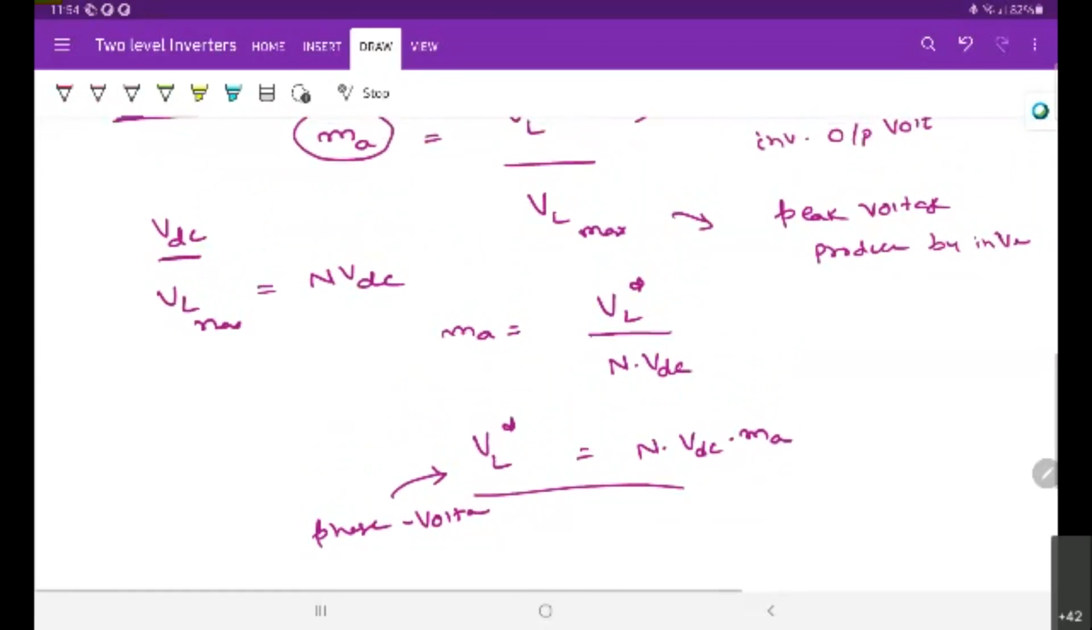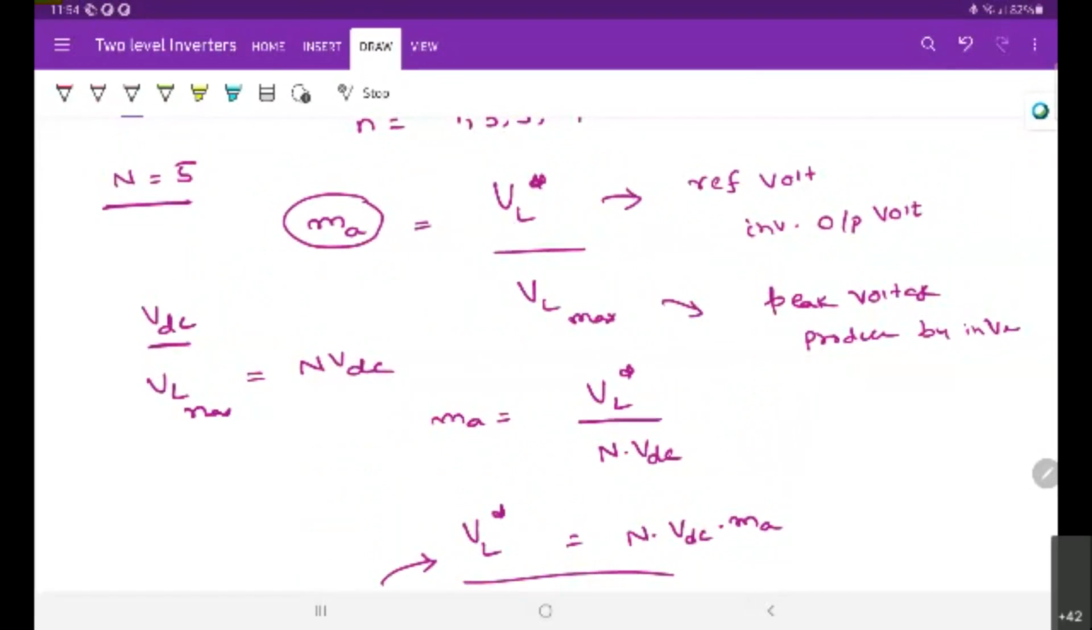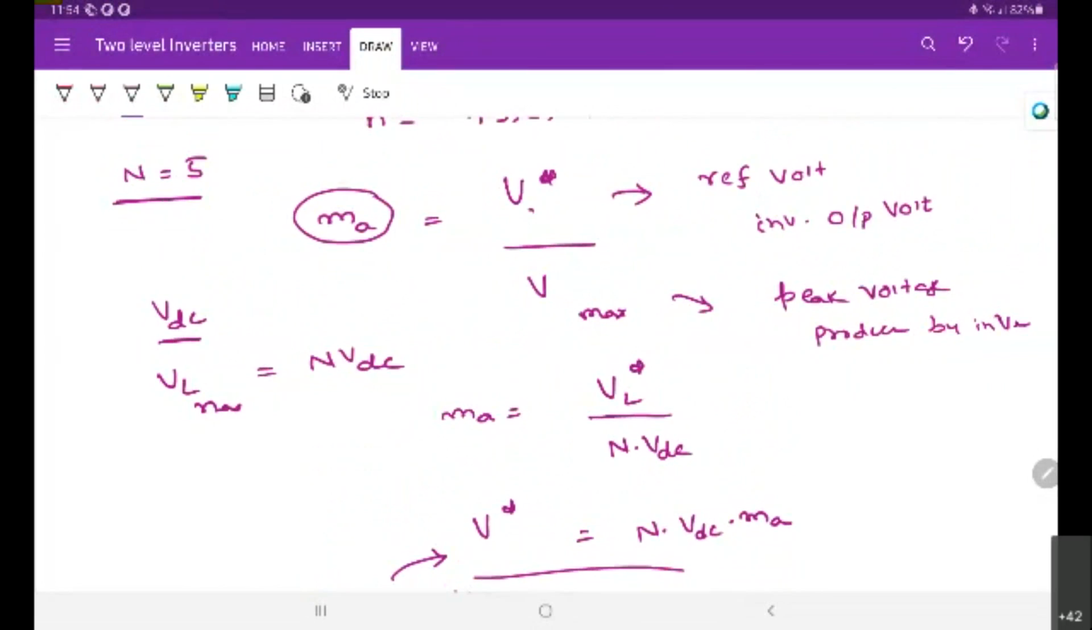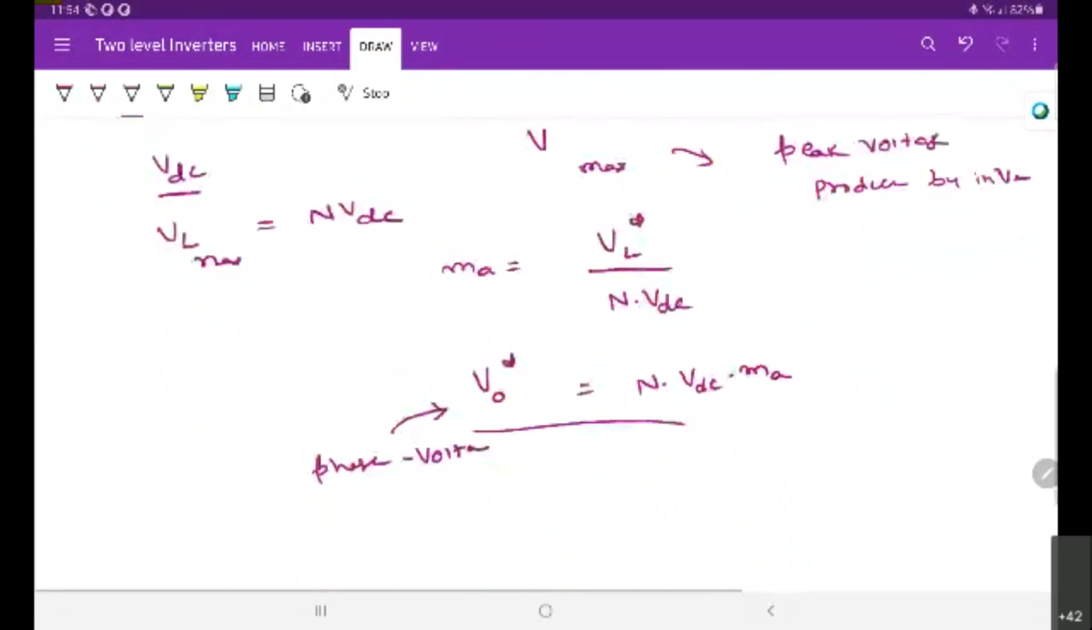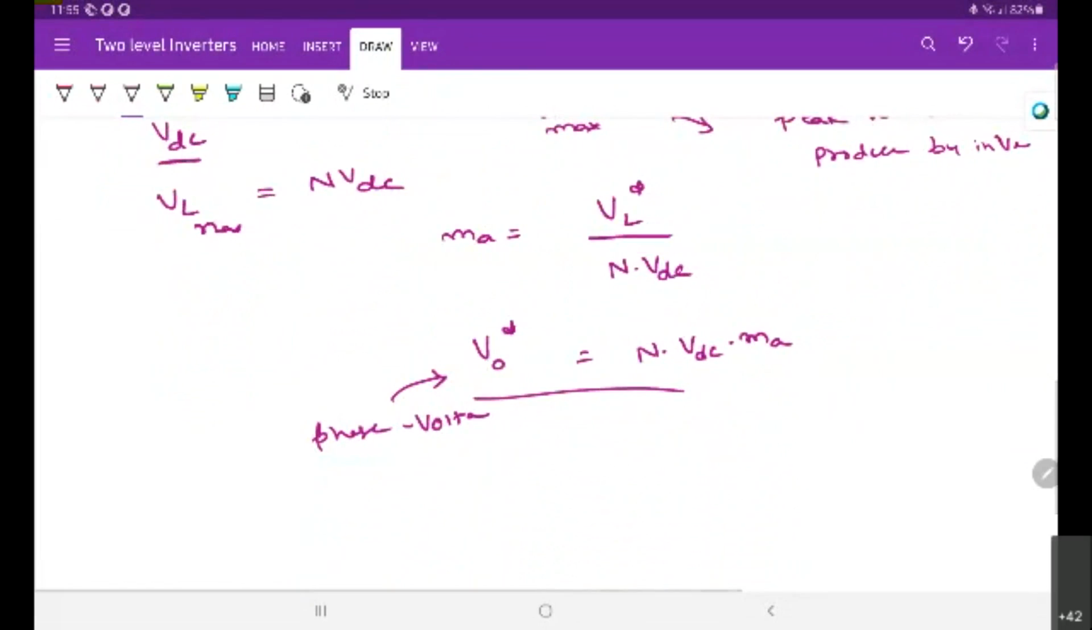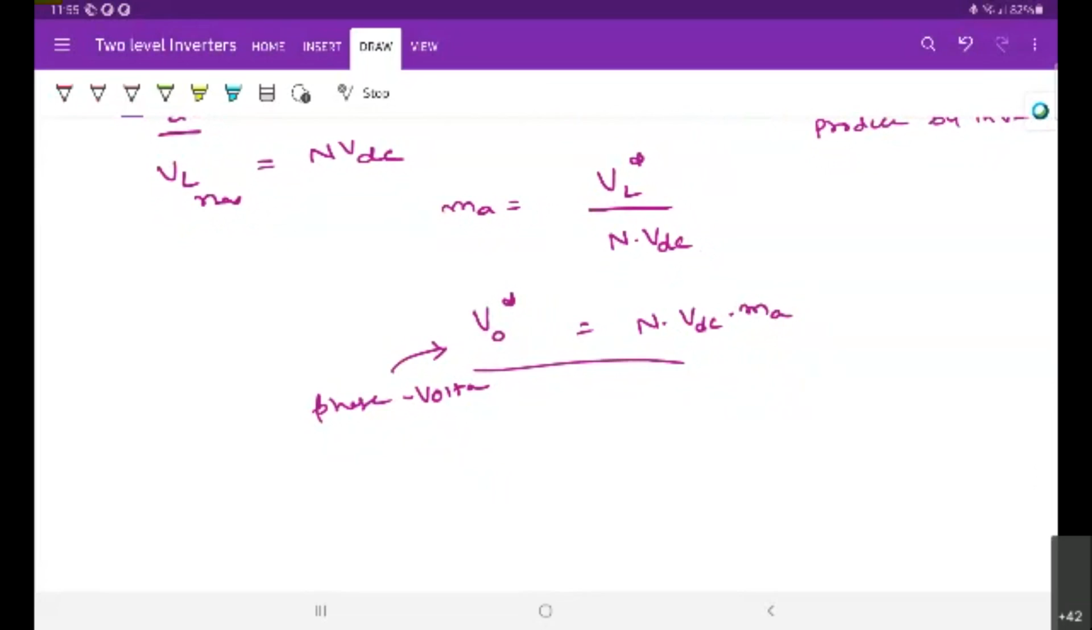I think this is somewhat confusing, so I remove this L. Now it will be clear. I will write P0. This is the output phase voltage that you require divided by the maximum voltage produced by the total number of H bridges, that is n times the VDC. Clear? So the output voltage produced is n VDC into MA.